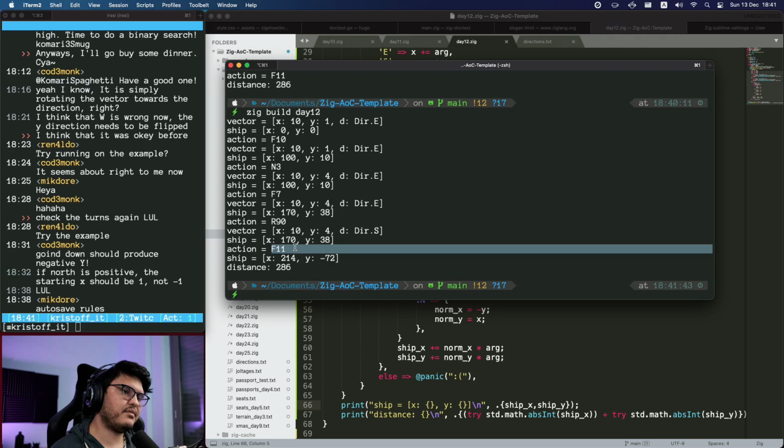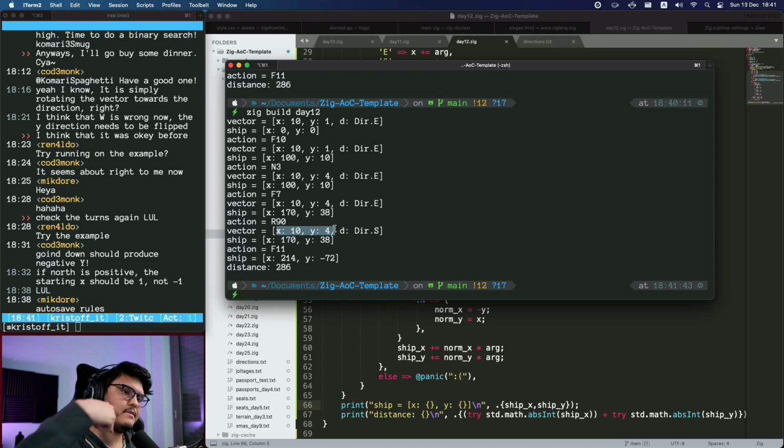Action F11. So this is pointing south, like this, which means that x is minus 111 here. Yes, minus 111.